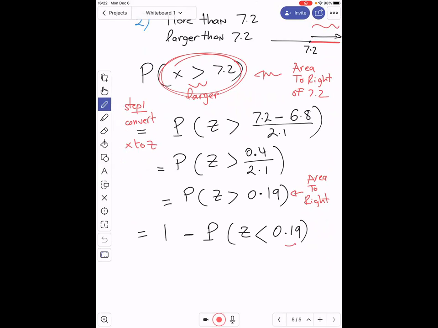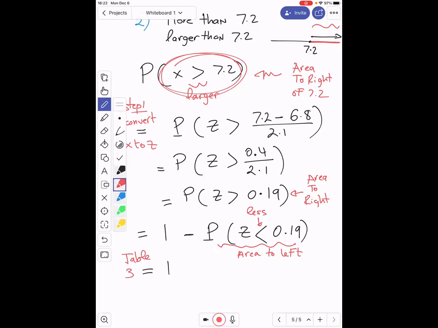All right, so this is z less, so this is less. So this is the area to the left. Okay, because the area to the right plus the area to the left, that's always 100%. That's equal to 1. All right, so now I can use my table. Once I have the formula in terms of the area to the left, I can use my table number 3.